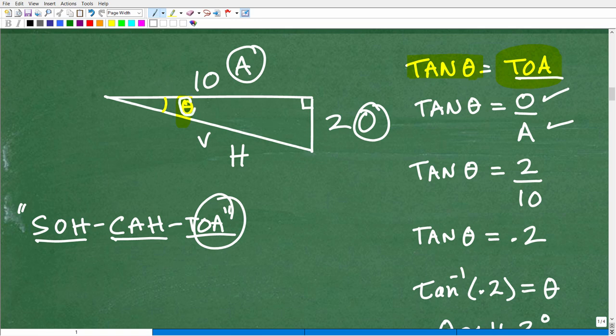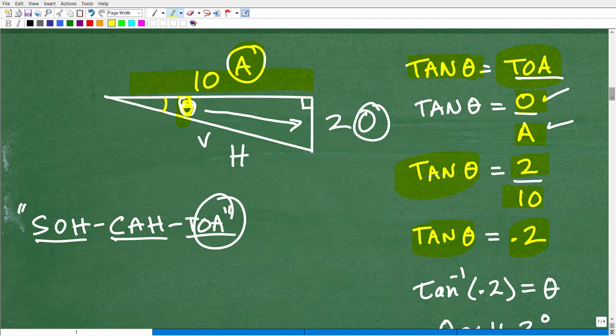The tangent is opposite over adjacent. When I'm looking at this angle, where is the opposite side? It's this side, so that's going to be 2. It's very easy to confuse this, which is why I'm walking you through it. The adjacent side is the side that's next to the angle, so that's 10. Opposite over adjacent, 2 over 10. So the tangent of that angle, 2 divided by 10, is 0.2.